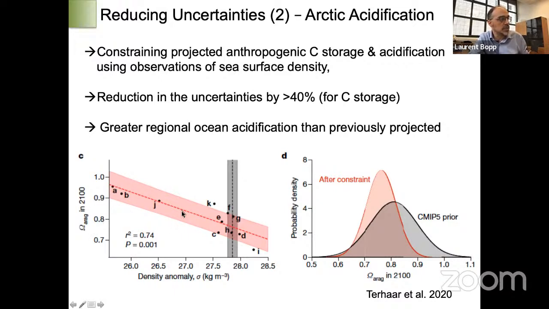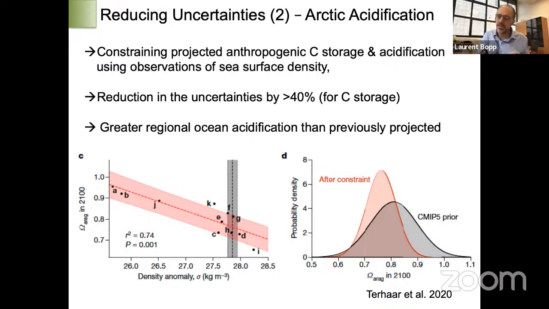And so if you use this intermodal relationship plus the constraints on the surface density that you have here from observations, you can reduce the projected acidification. And so in that paper, we showed that we're able, combining many models and some observations, to reduce the uncertainties by as much as 30% for carbon storage. And what we show here is by reducing these uncertainties, we project greater regional ocean acidification than previously projected.